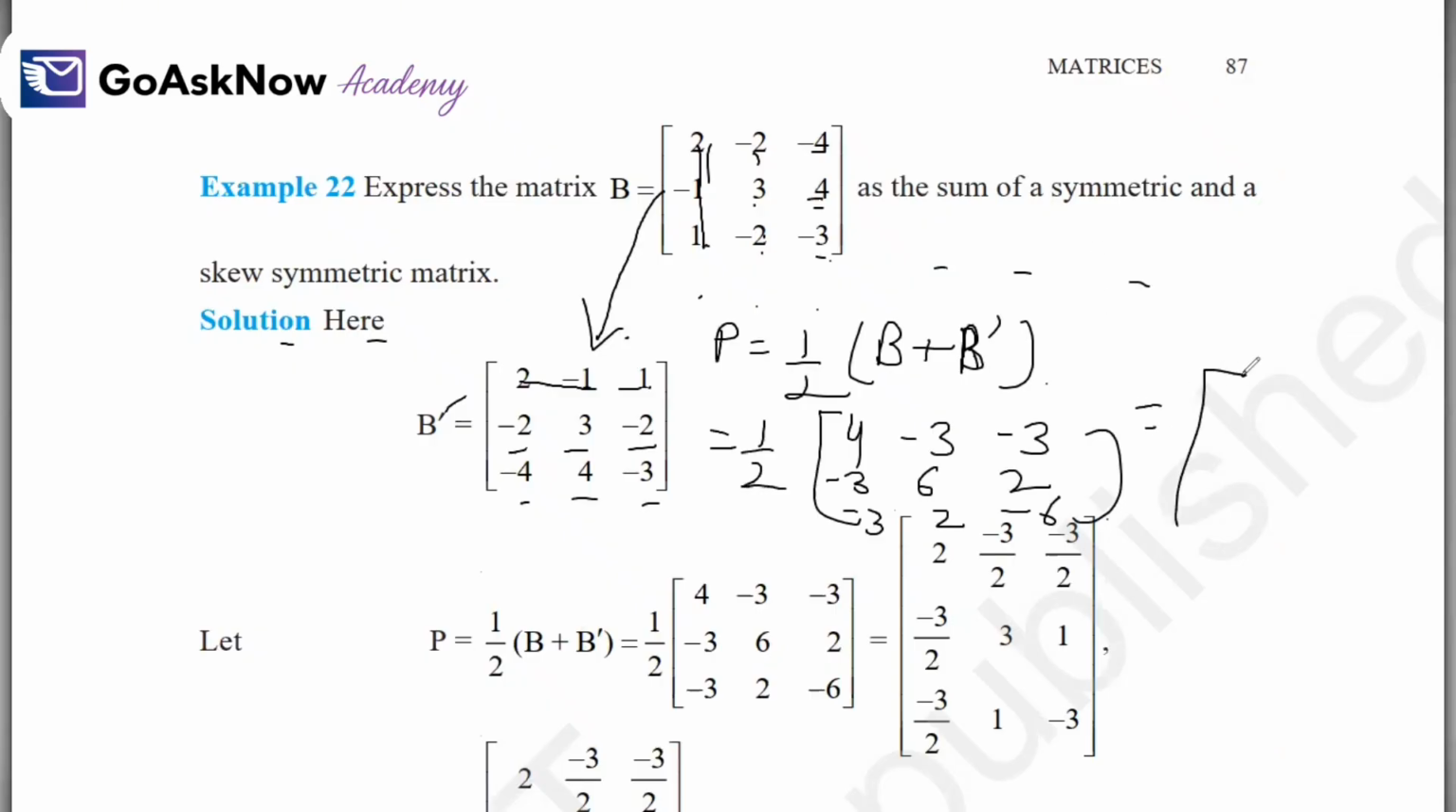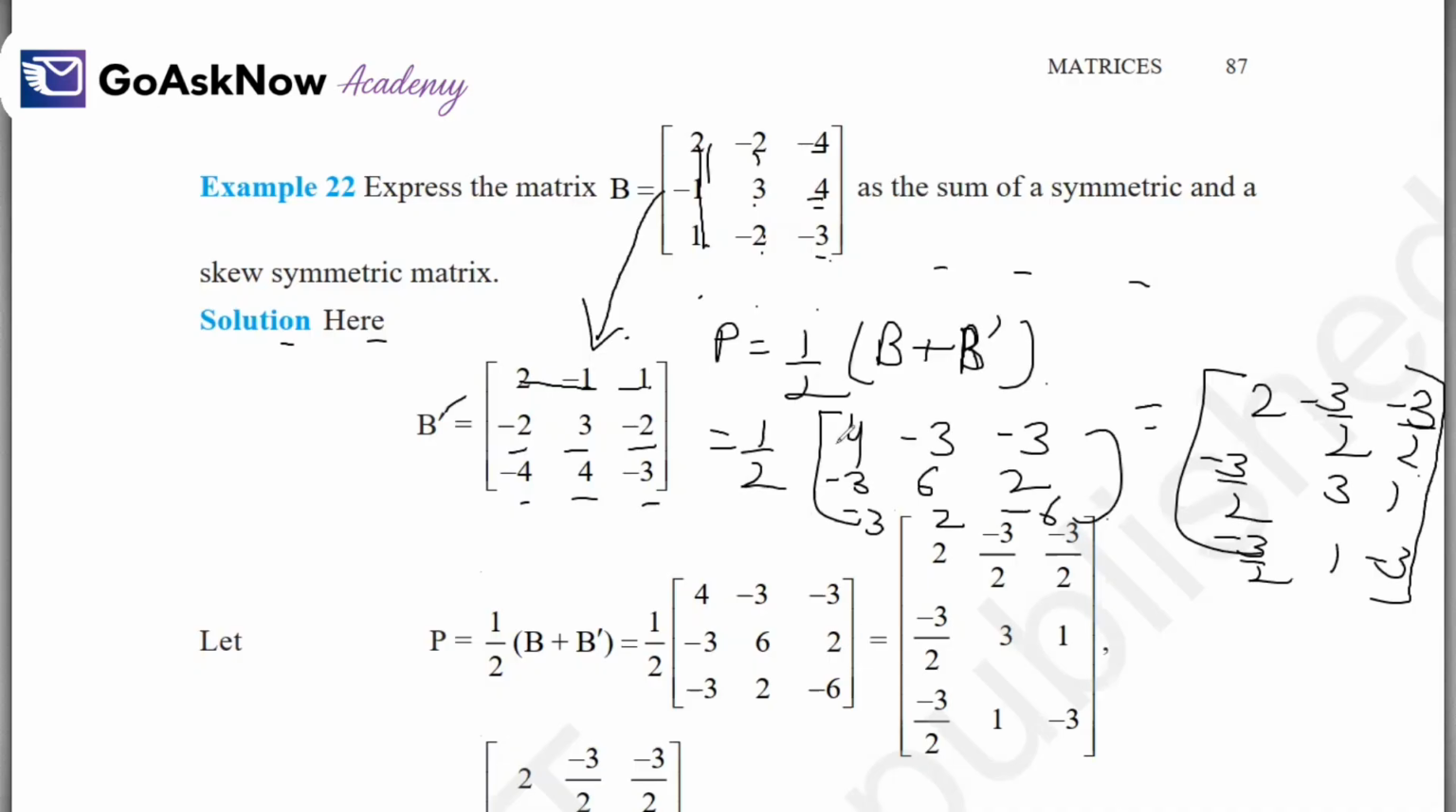So you will get 2, -3/2, -3/2, -3/2, 3 and 1. And here -3/2, 1, and -3. I hope you got how I have written this matrix. So this is your P matrix, that is half of B plus B dash.